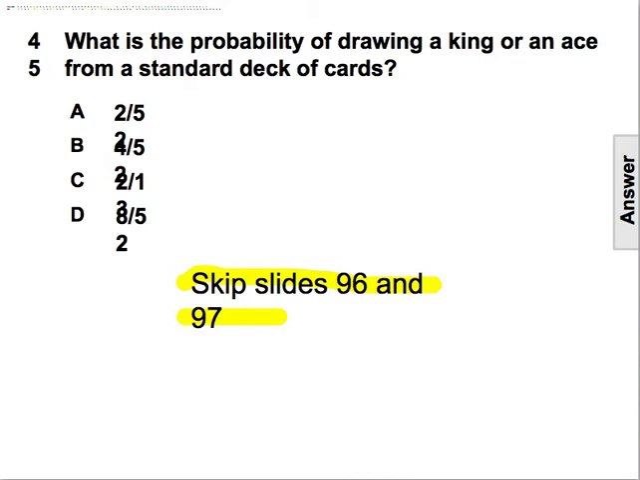We are going to skip the next 2 slides. That's slides 96 and 97.